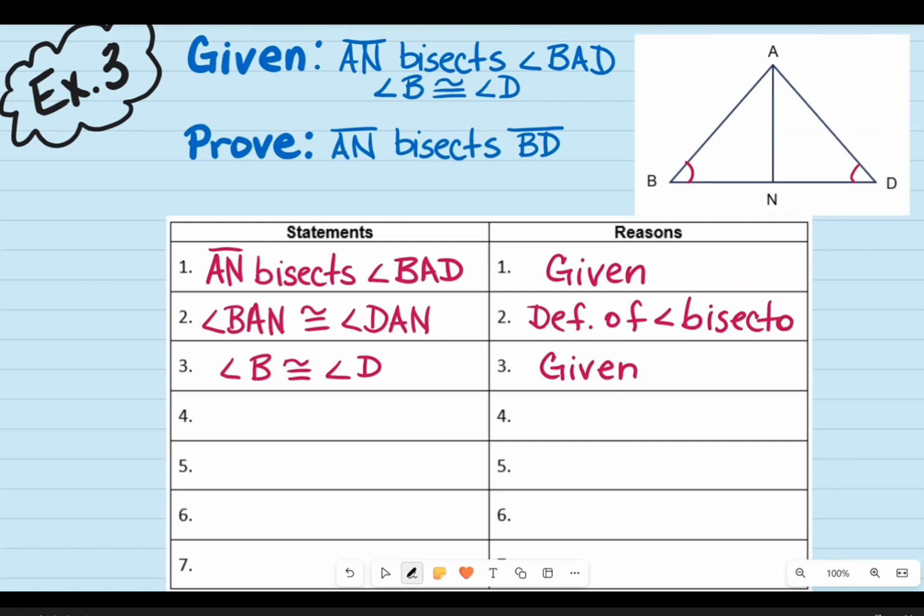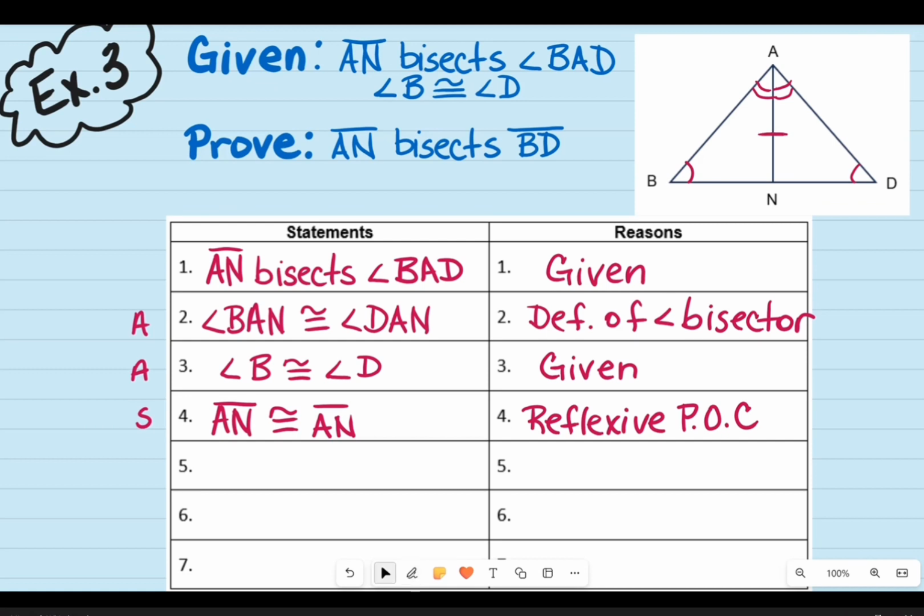We can move on because I see that we have two angles already. They also share a side. Both triangles share a side. So that's my next clue as to what to write. And that's going to be that segment AN is congruent to itself, segment AN. We just talked about that in the previous example. That's called the reflexive property of congruence.